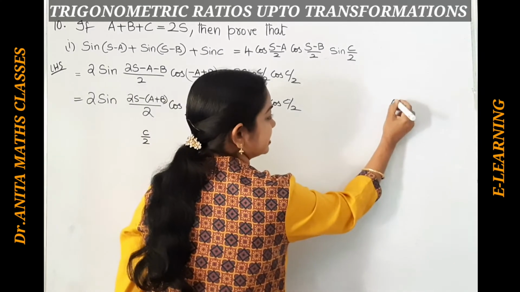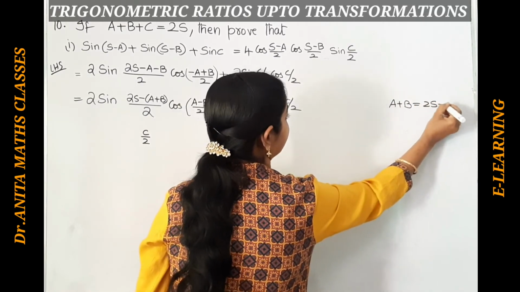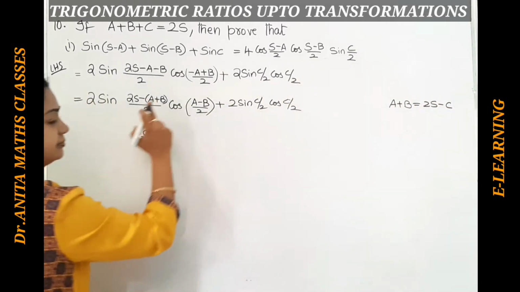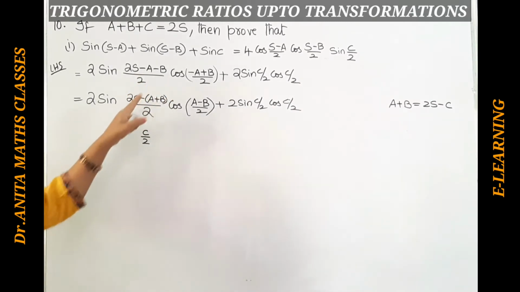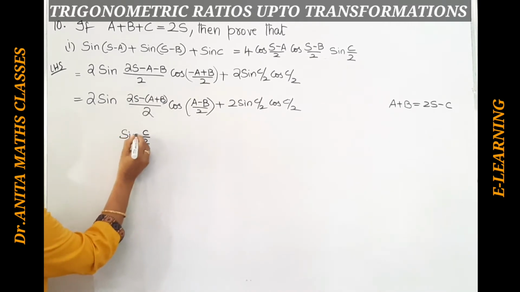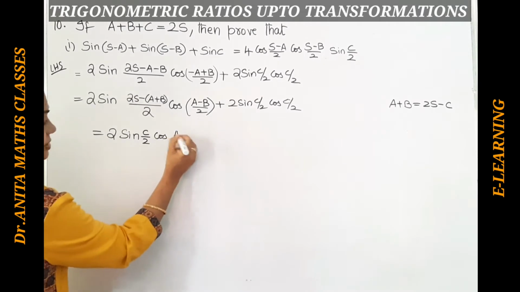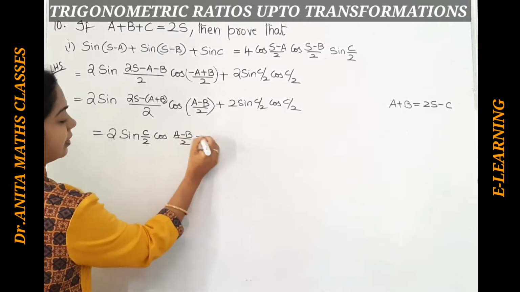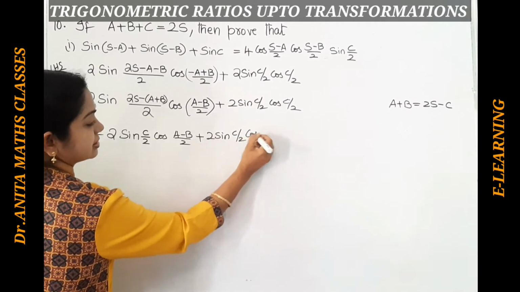I am replacing it as 2s minus C here. And if you open the brackets, minus 2s plus C. So 2s goes off, just C, sin C by 2. So 2 sin C by 2 and cos A minus B by 2. Again 2 sin C by 2 and cos C by 2.